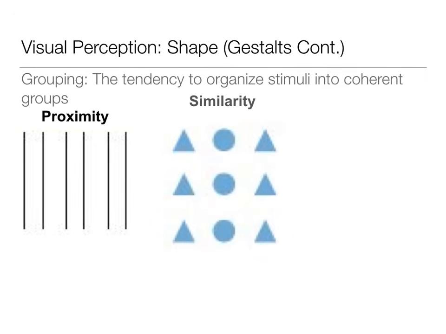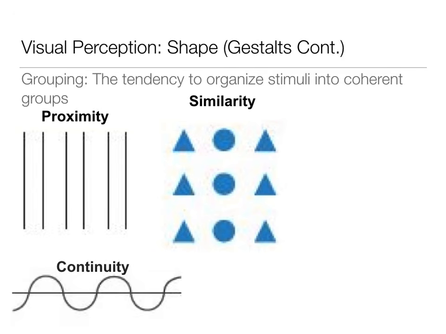Another one is similarity. You're more likely to see this as 3 columns, 2 of triangles and 1 of circles, than you are to see it as 3 rows because of similarity. You're going to group the triangles together and you're going to group the circles together because they're more similar. Another example of this is continuity. Here you're more likely to see a straight line with a squiggle line through it than you are to see a series of half circles. Okay, because again, your brain wants to organize things by continuity.